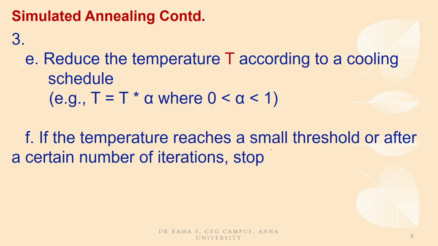If the temperature reaches a small threshold, then we will stop it, and by the time, the advantage is it might reach a global maximum as we aspire and stop at that, and it might give a correct answer. So, this is an optimization problem. Now, we will look at an example.